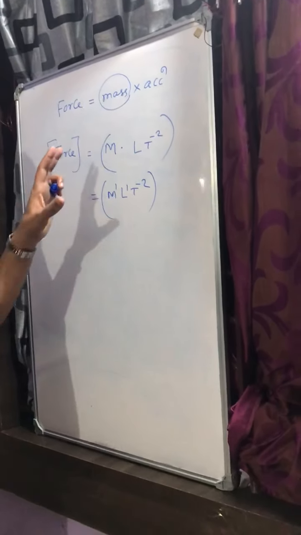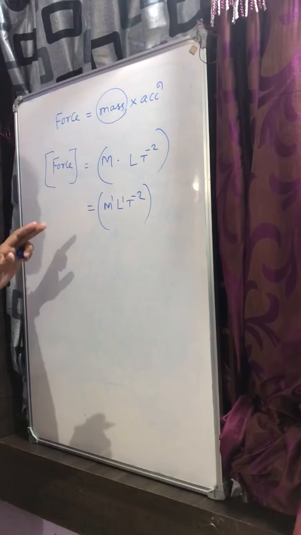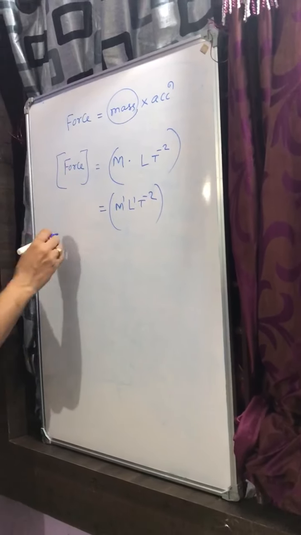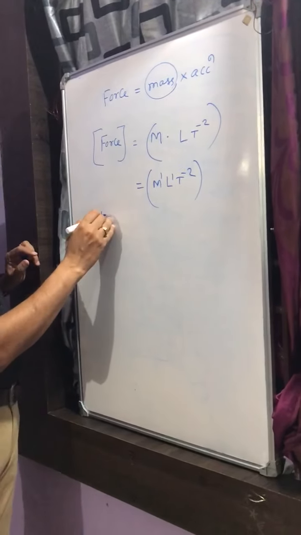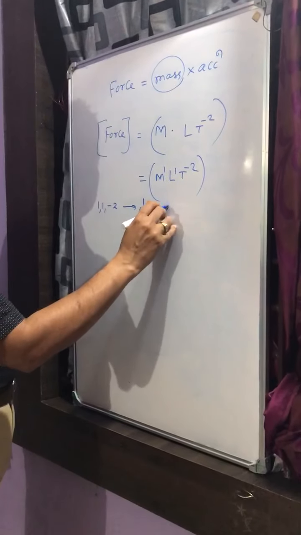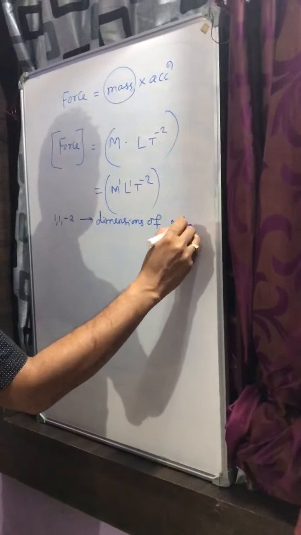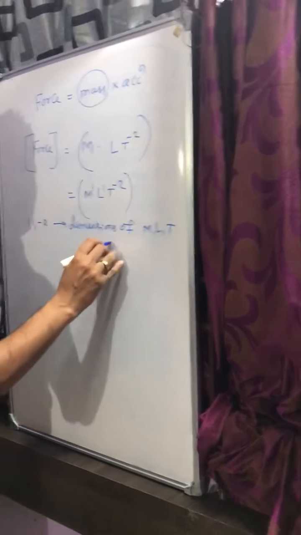So in this way we can find out the dimensional formula. Also we can find out the dimensions. You see here, 1, 1, minus 2 are the dimensions of mass, length and time in force.